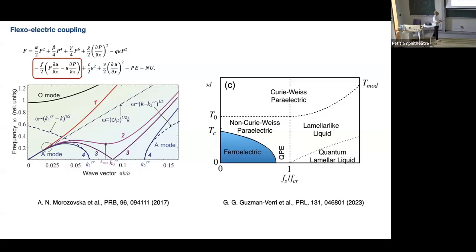That means that incommensurability is not observed. We are just on the edge. But we clearly see an anomaly in the acoustic response. So this phase diagram is drawn in mean field theory.